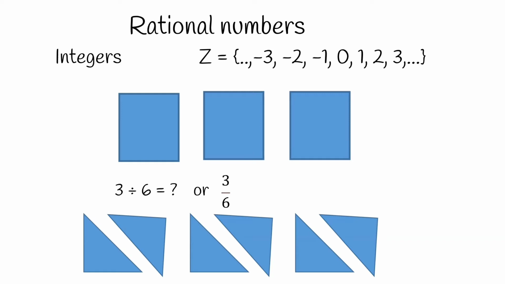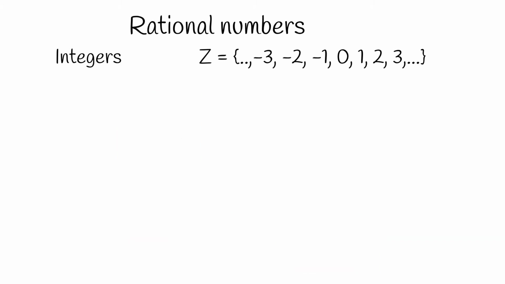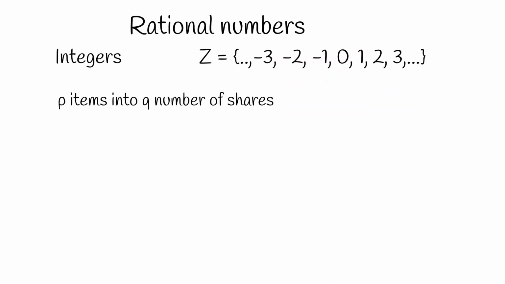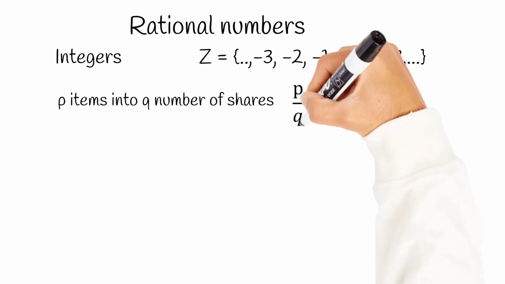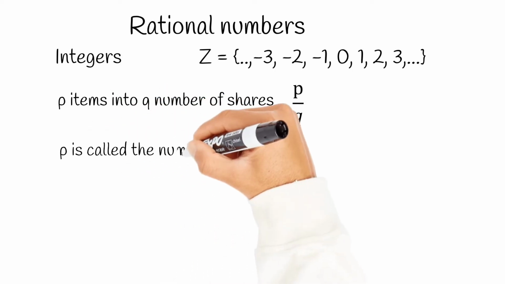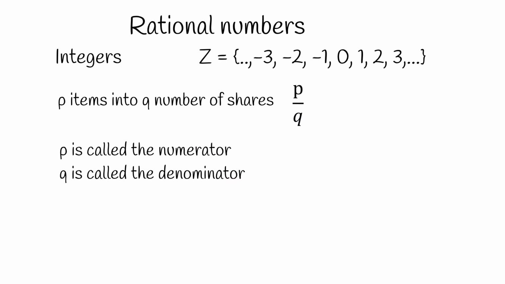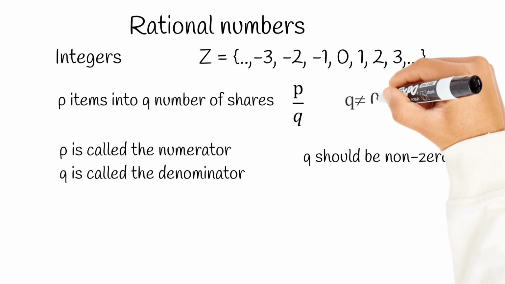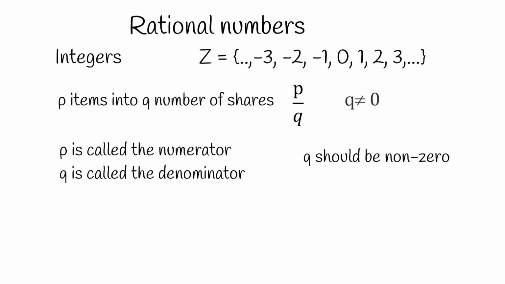The numbers expressed as a ratio of 2 integers, like 3/6. The word rational comes from the word ratio. In general, such numbers arise from the need for dividing a given number of items into a different number of shares. P items into Q number of shares is denoted P/Q. This is the general form of a rational number. Here we call P the numerator, and a non-zero Q the denominator. Q should be non-zero, because division by 0 is not defined in mathematics.